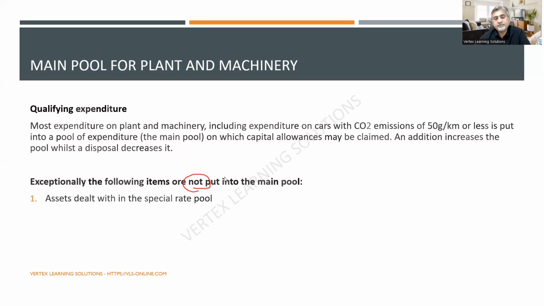Which ones are those? Number one, assets dealt with in the special rate pool. This is a separate pool. So main pool, remember now, before I move on, let me just tell you that this main pool has a depreciation or capital allowance of 18%.